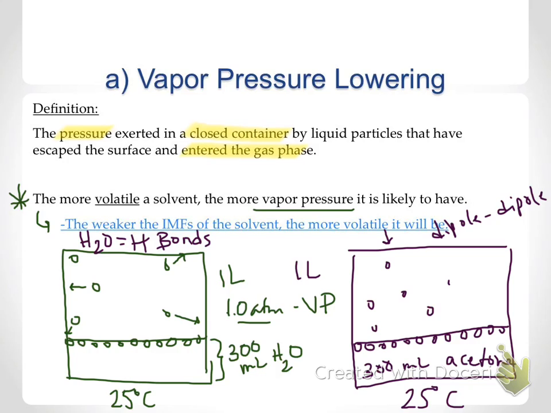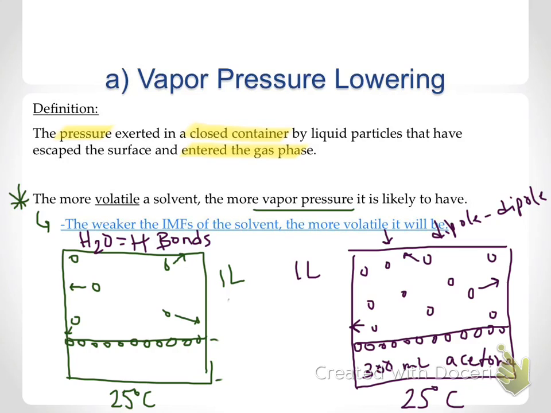So you'll have many more acetone molecules in the gas phase. And those acetone molecules will all be bumping around, creating pressure. Because you have more molecules exerting a greater pressure, the vapor pressure is also higher. So whereas over here we had 1.0 atmospheres with our 300 milliliters of water, this would be somewhat greater than 1 atmosphere. So this would have the higher vapor pressure of the two. It has to do with those liquid particles that have escaped the surface and entered the gas phase.